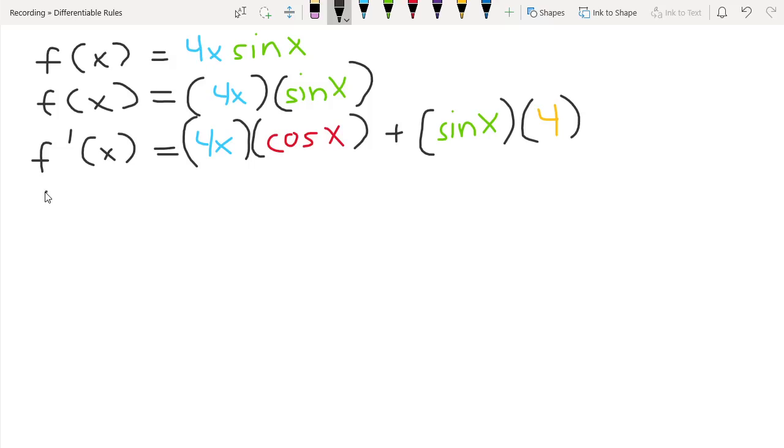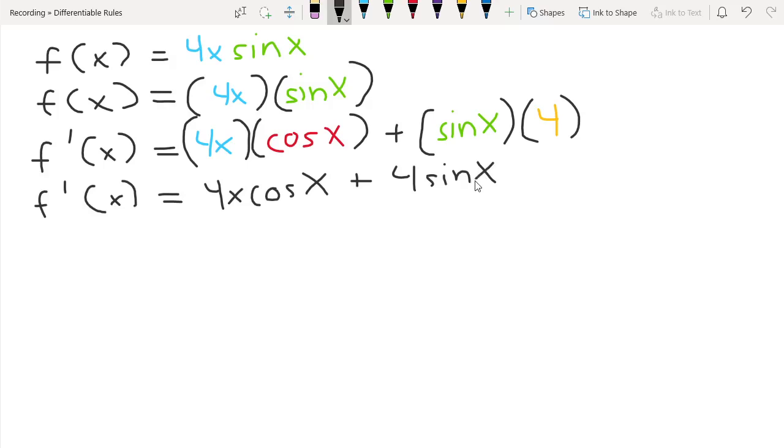And then we can simplify this to be 4x times cosine of x plus 4 sine of x. So that would be your answer for this one. So let's try another practice problem here.